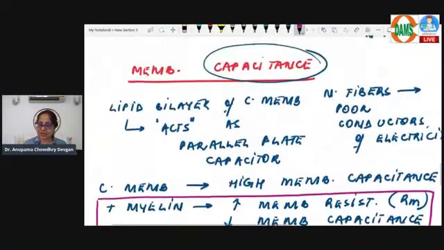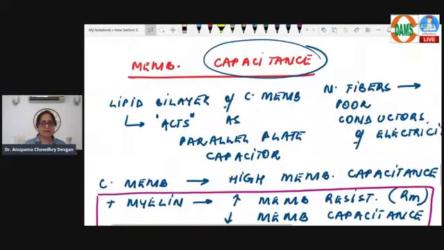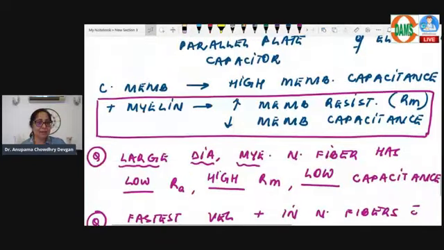Right? So let's see this once again. What is the effect of capacitance? Please remember, the lipid bilayer of cell membranes acts as a parallel plate capacitor. Cell membranes by themselves have a high membrane capacitance. The moment you add myelin, you will increase the resistance but reduce the capacitance.